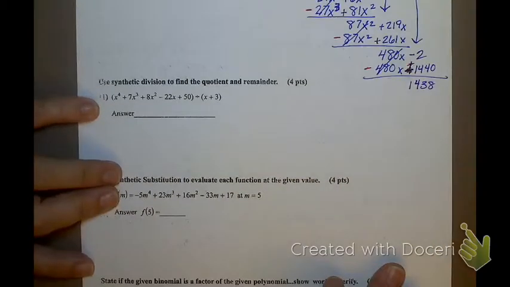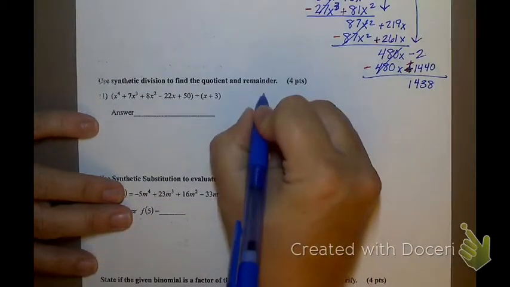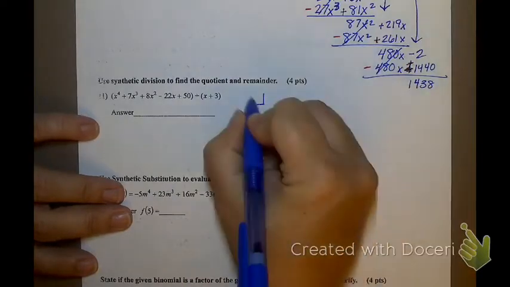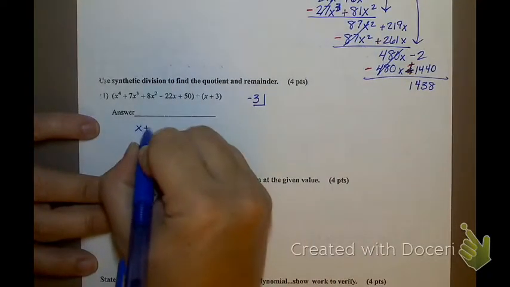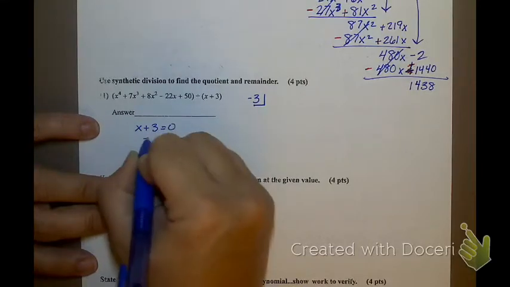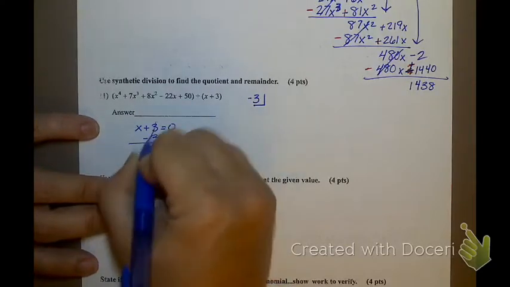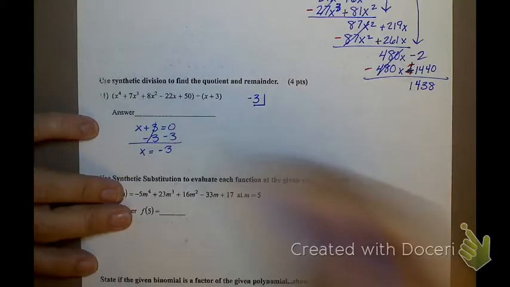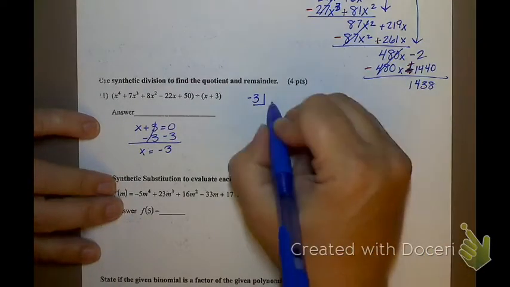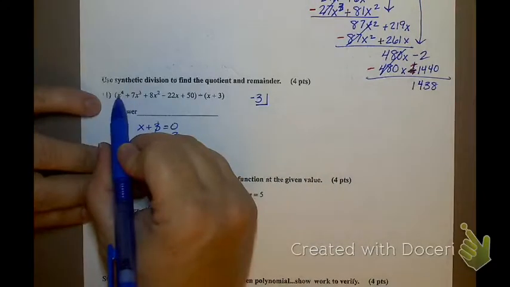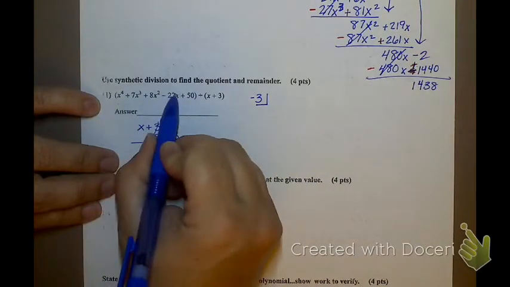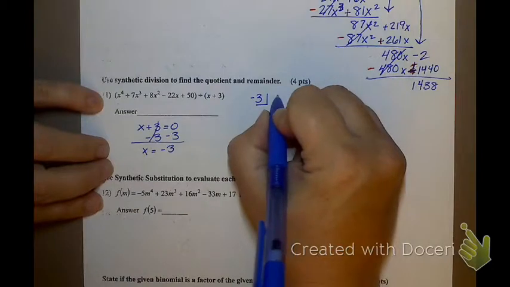Okay, synthetic division. What is my box number? How do I get -3 as my box number? Set x plus 3 equal to 0, and when you subtract 3, you get x equals -3 as your box number. My numbers across the top, do I have any placeholders that I need to put in there? 4, 3, 2, 1, 0. No, I do not. So I'm going to put my coefficients.